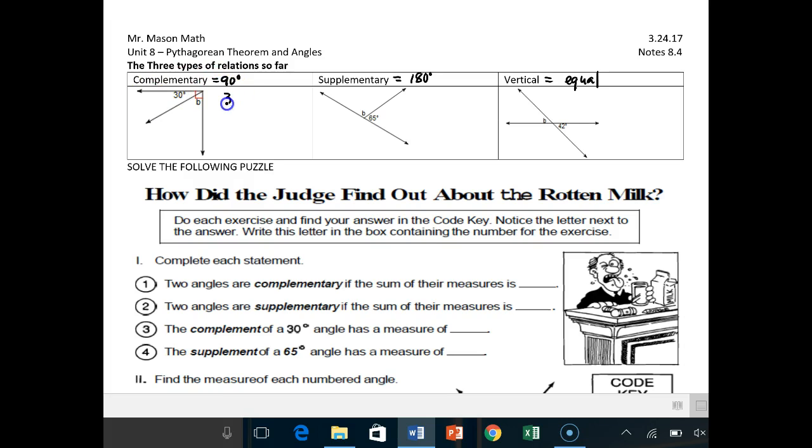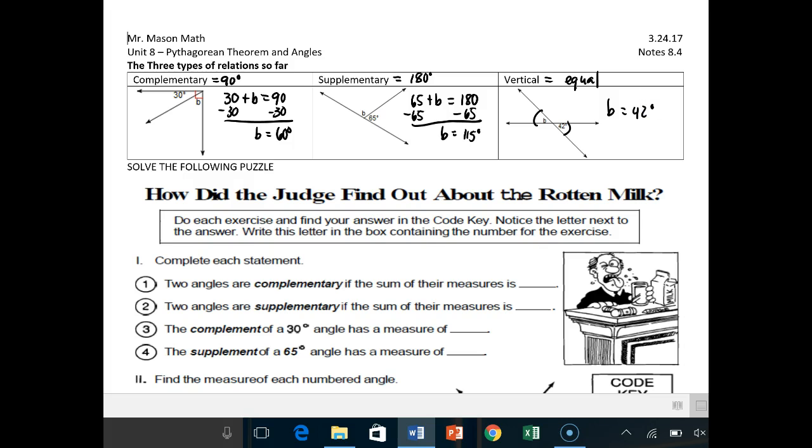So for the complementary, 30 plus b is equal to 90. You subtract 30 from both sides, and we get our missing angle B is worth 60 degrees. For the supplementary, 65 plus B adds up to 180. We subtract 65 from both sides, and we get our missing angle B is equal to 115. For vertical, there's no math involved, right? If this is 42 degrees and it's vertical with this angle, it also has to be 42 degrees.